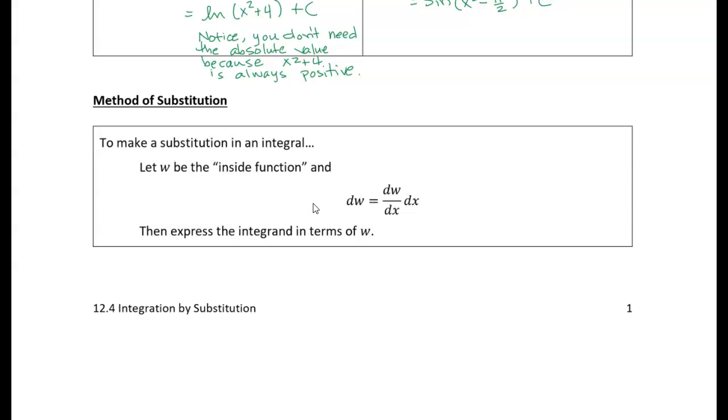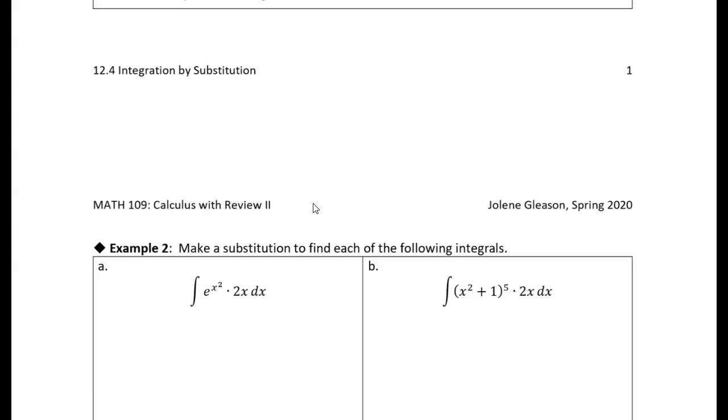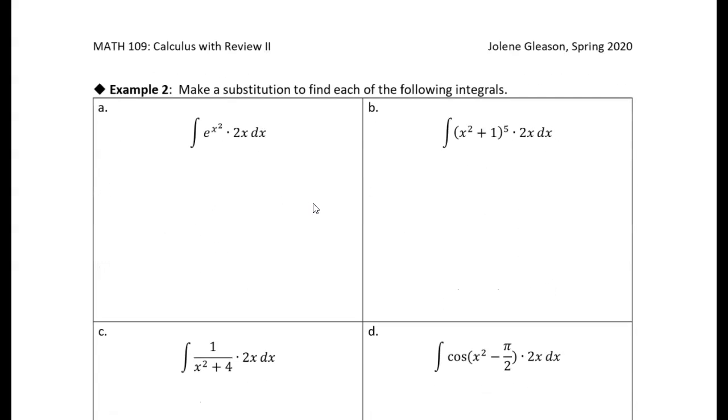This will make more sense, I think, once you see it. We're going to express the integrand in terms of w, including the dx. So let's take a look at these examples. And the trickiest part is often just finding the inside function. So let's look at this. Now these are exactly the same problems that we just did, just written in a different way.